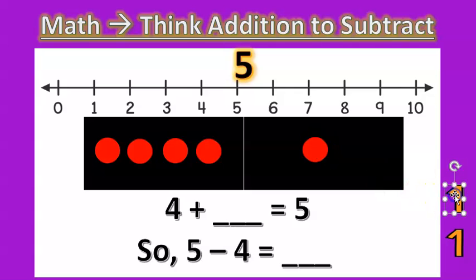So watch. We're going to get 1 and insert 1 here. And boys and girls, our addition equation is complete. 4 plus 1 equals 5. Okay? That's our answer, 1, because look, there's only 1 dot here, so 1 has to come here. 4 plus 1 equals 5.